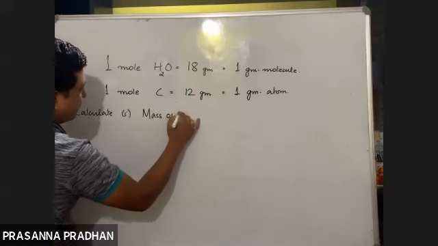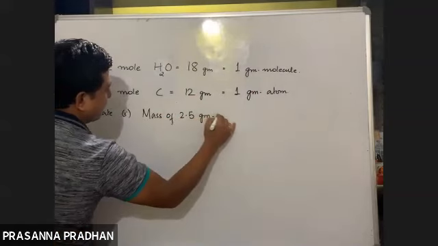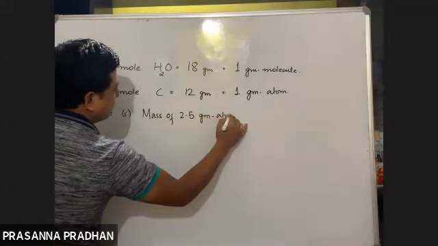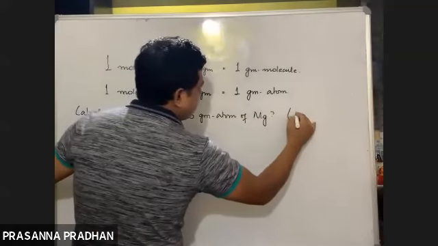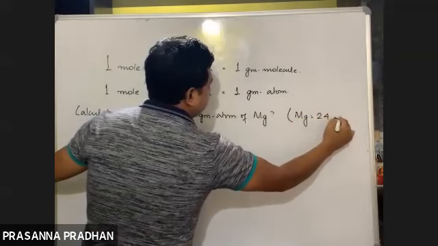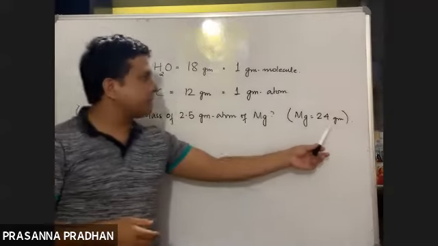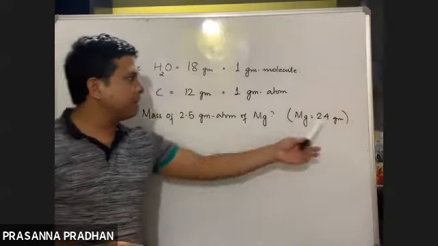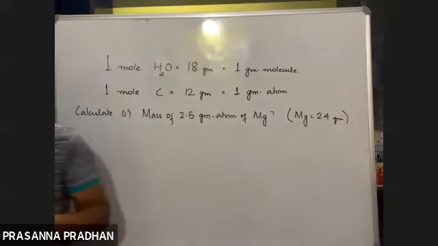of 2.5 gram atom of magnesium, and given the atomic mass of magnesium equals 24 gram. Okay, so most of you must be thinking, why have I written gram? You must have studied the unit as AMU. Again, I'm telling you, I shall be discussing this in the next class.